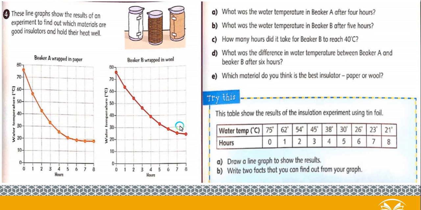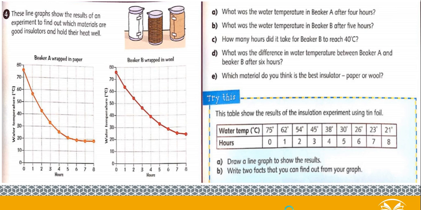And number 4 is talking about the line graph, the line graph which I've just explained earlier. What was the water temperature in beaker A after 4 hours? Here are the hours and here is the temperature. This is beaker A, this is beaker B. So after 4 hours, what is the temperature? You trace it to the temperature and you write your answer. And you use it to answer questions A to E.